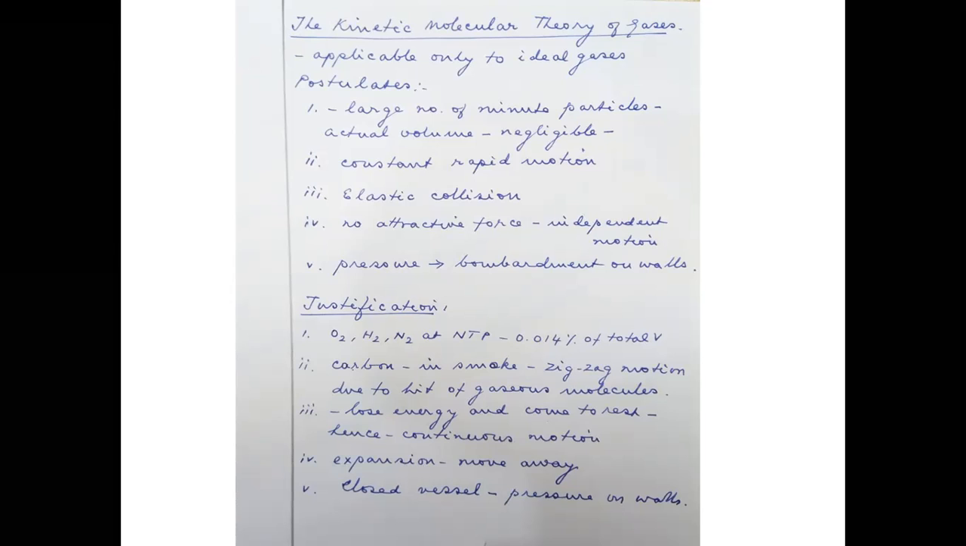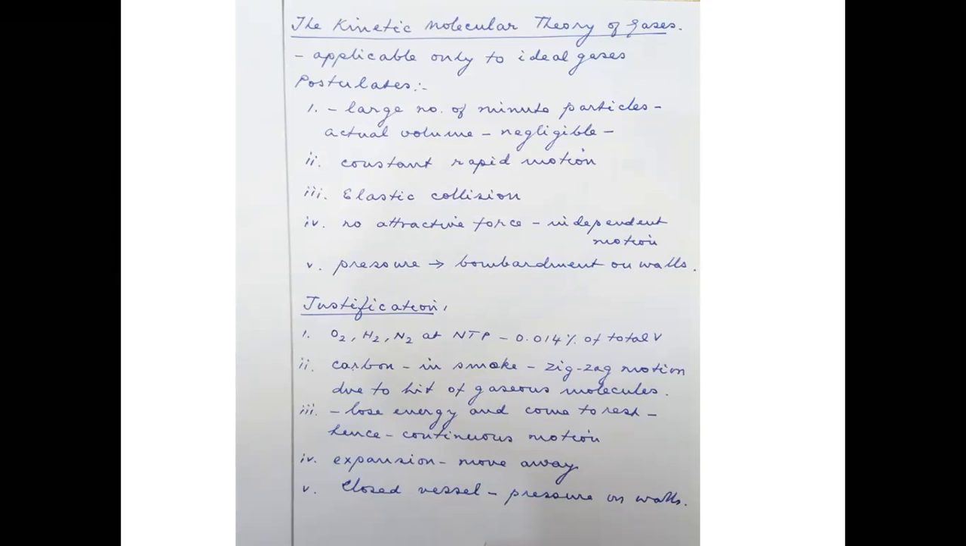In the second point, the molecules are in rapid motion. You know, smoke is a colloid. The colloidal particle motion can be seen through a microscope. Suppose you look at the smoke, you can see the carbon particles. The carbon particles are always in a zigzag motion.